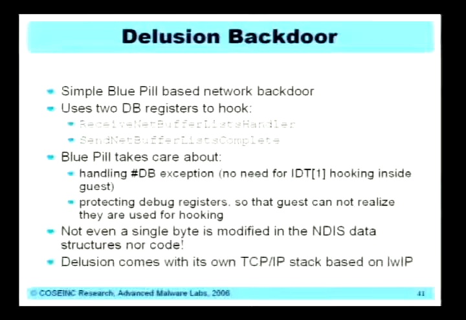Like we saw Alex's presentation just an hour ago, and he was talking about how this method is very stealthy because it requires only one double word modification inside the system. This method requires zero double word modifications. And of course, delusion, as every good network backdoor, comes with its own private TCP/IP stack, which is based on lightweight IP, which is a popular stack used for microcontrollers.